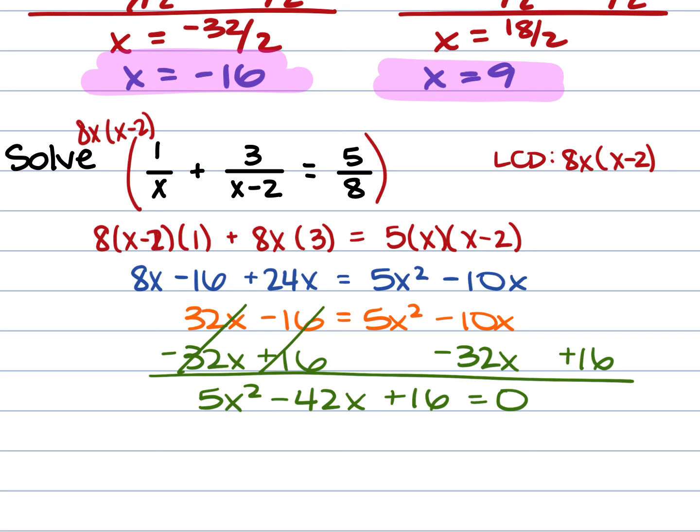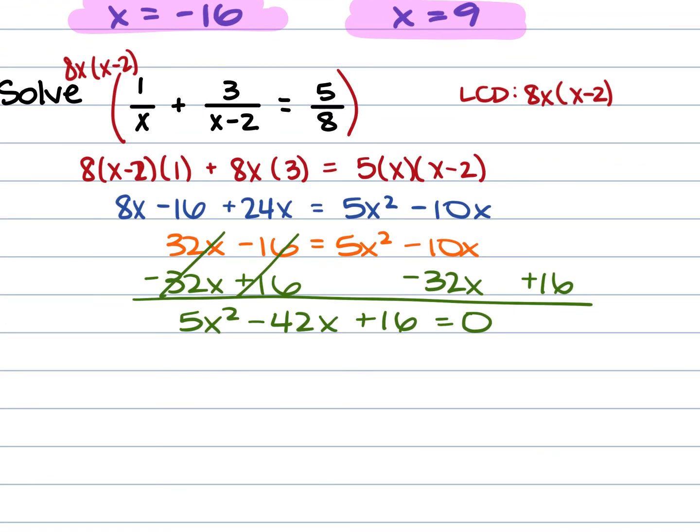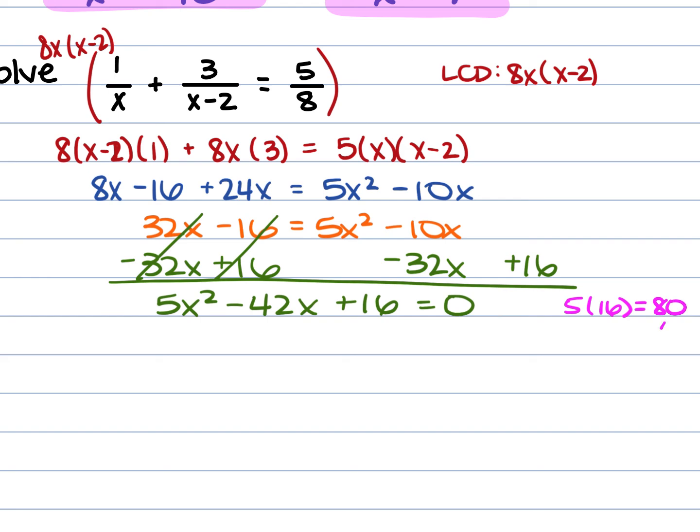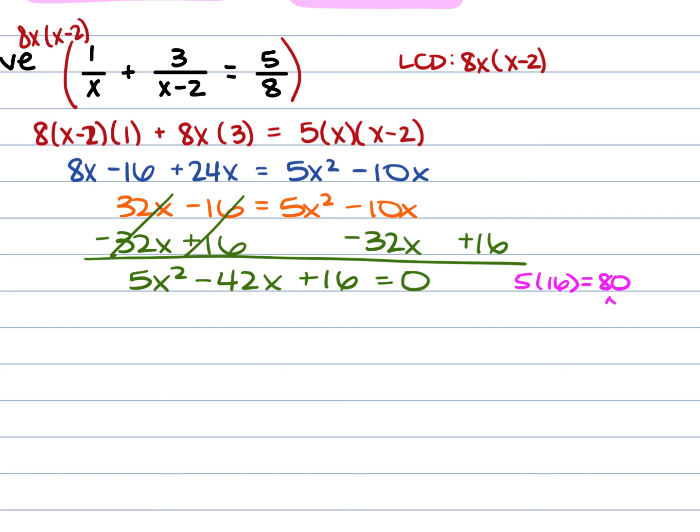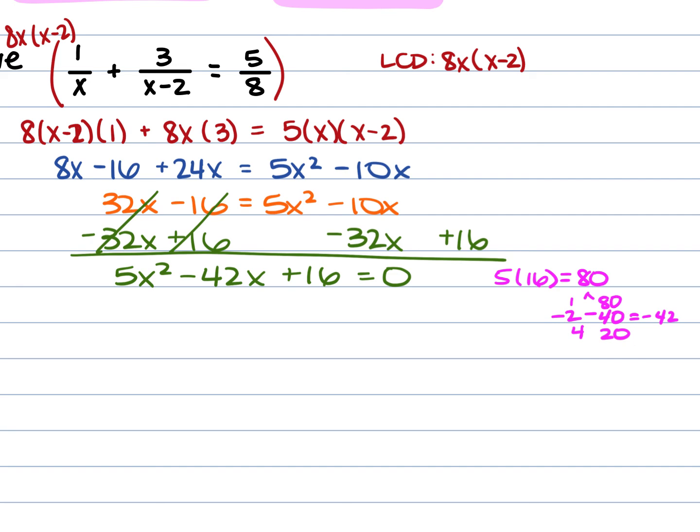Now, the reason why I do this and I don't leave the 16 over to the other side is because you don't necessarily have to always use the completing the square method in order to solve. So if you can take the 5 and multiply it by 16, that gives you 80. If you have factors of 80 that give you a negative 42, you can factor this like normal. So we have 1 and 80, 2 and 40, 3 does not go into it evenly, 4 goes in 20 times. If these two are negative, it's going to give you a negative 42, which is what you're looking for.